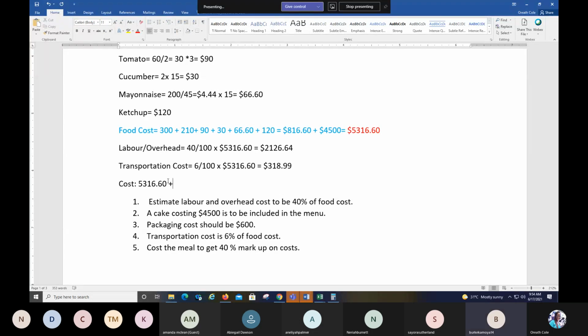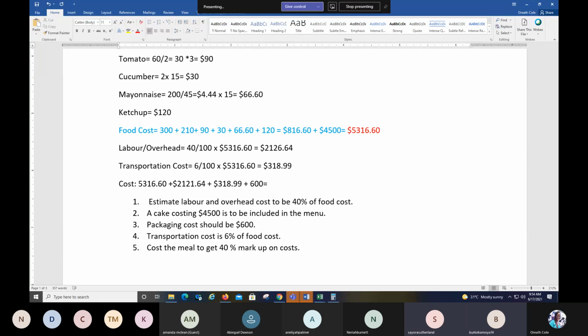What are we adding next? The labor. Yes, miss, the labor, then what next? The transportation cost. 2126, right? And then now the transportation is 318.99. Now this is where we bring in the packaging. So we add the packaging to find our total money what we spend.